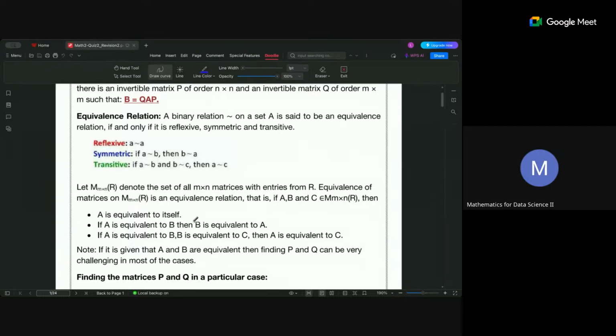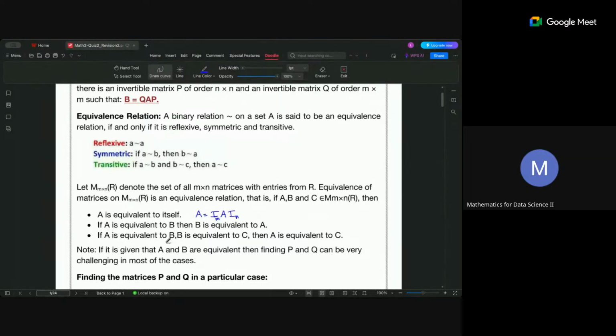I won't talk about it in a very detailed manner, but quickly we can see A is equivalent to itself. Why is that so? Because we can write A is equal to I A I, right? Here, identity matrix of order m and identity matrix of order n. And if A is equivalent to B, then B is equivalent to A, right? This also you can easily see.